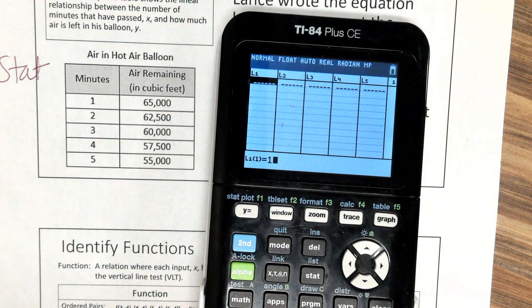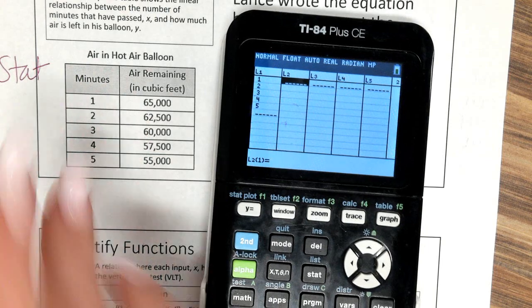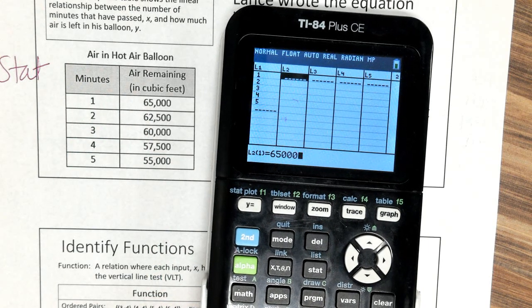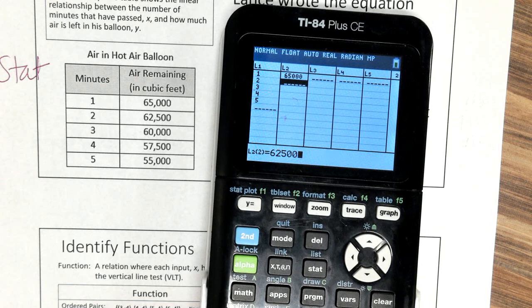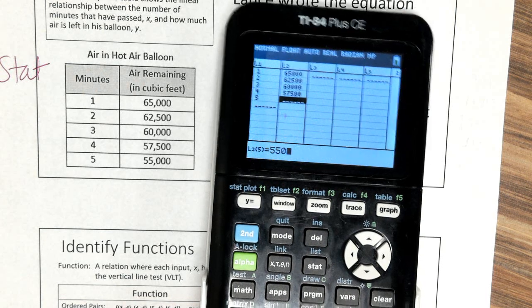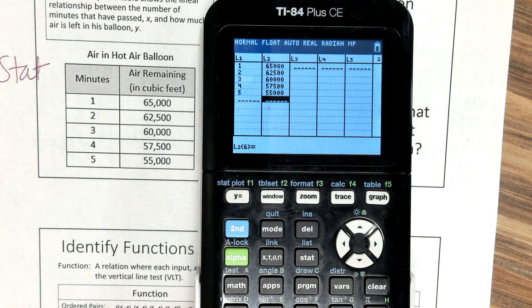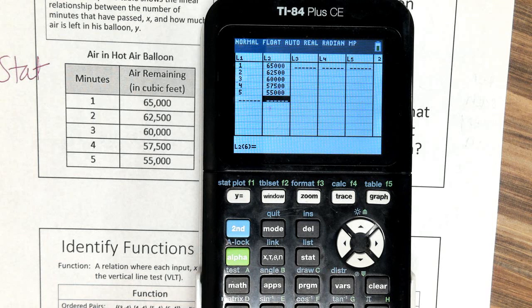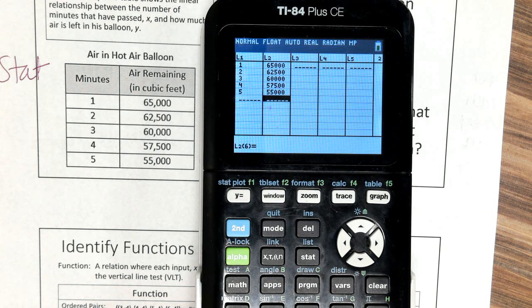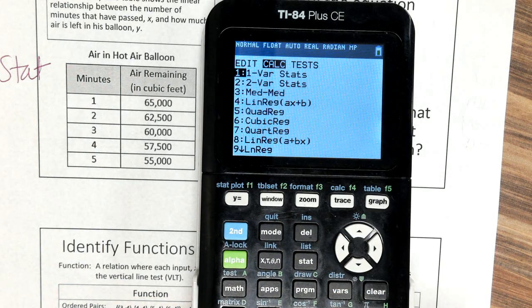All right, here we go. Go put your numbers in. So I'm going to put in 1, 2, 3, 4, 5. And then you do not need the commas. So 65 with 3 zeros. 62,500. 60 with 3 zeros. 57,500. And 55,000. STAT Calc, option 4.